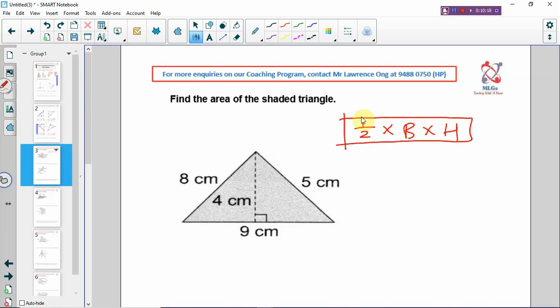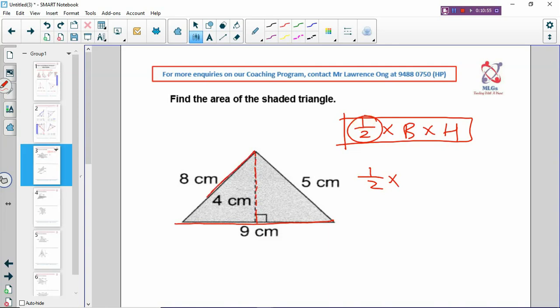The next thing to take note of is that students don't put half in front. They will always have base times height, and then they forget to divide by 2 because they don't put the half in front. So I advise you, before you start your steps, always put the half in front. Half times base times height. Then you will never forget to divide by 2 when you want to find the area. So half times base. So what's the base? The base is the horizontal line. And why do you choose that as the base? Because the height is right angle to the base.